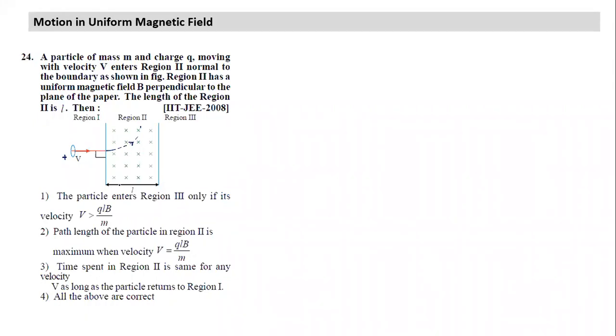So can we easily find this option? When would it enter region 3? When would it cross the magnetic field? Can we write the condition? So if I have to write the condition for the particle to enter region 3. Akshat, can you tell me how to find the condition for the particle to enter region 3?